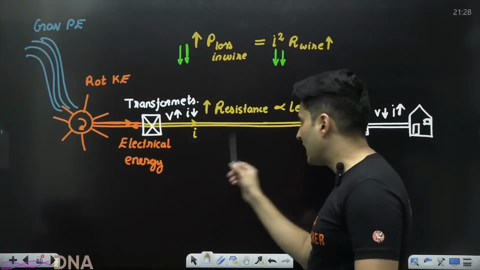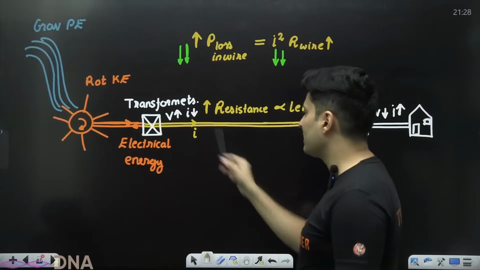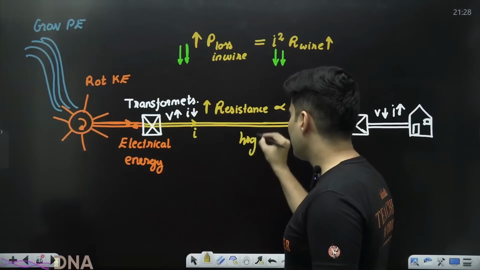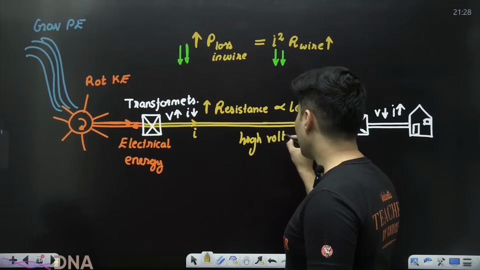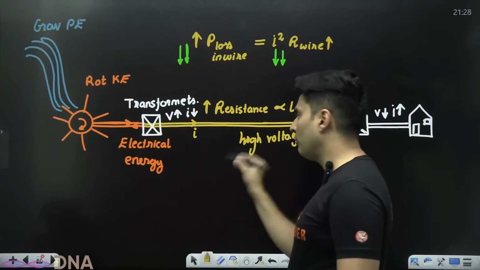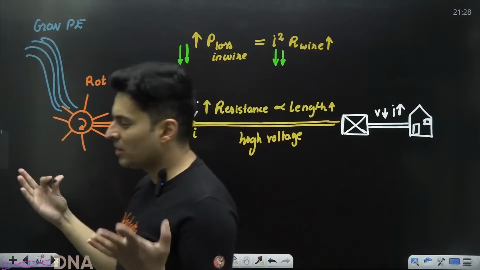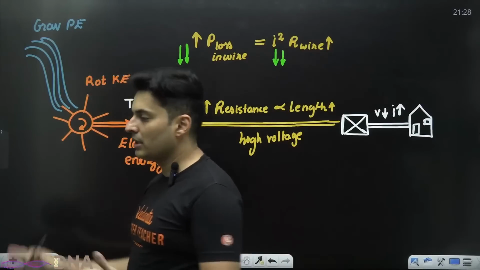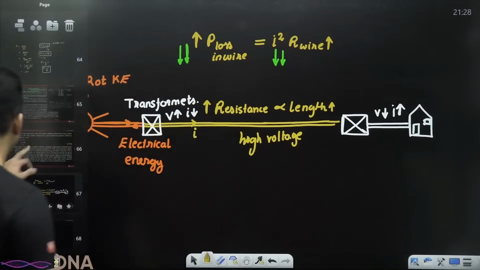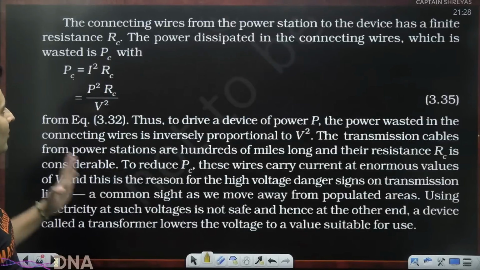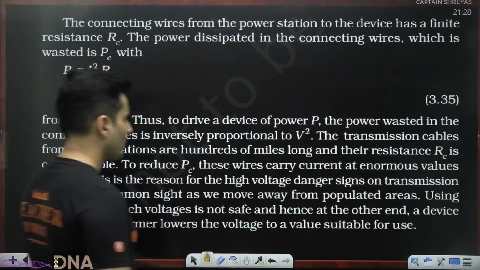Now, since this current is very low but the voltage is high, this is a high voltage line. So generally, it is not advisable to stay near a high voltage line. That's why you do not build any houses, etc. near such lines. That is what they have explained.